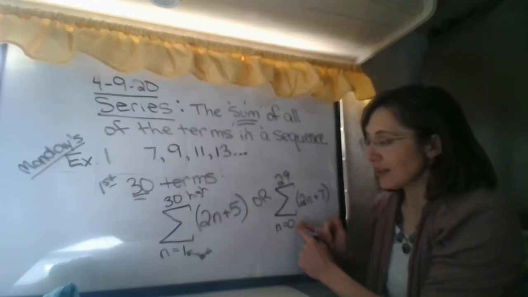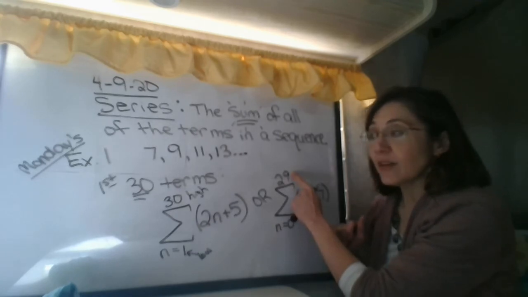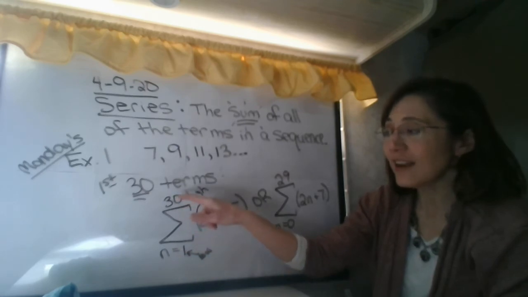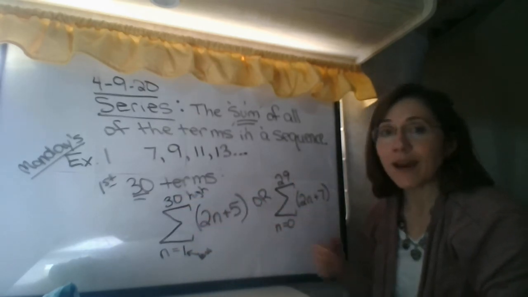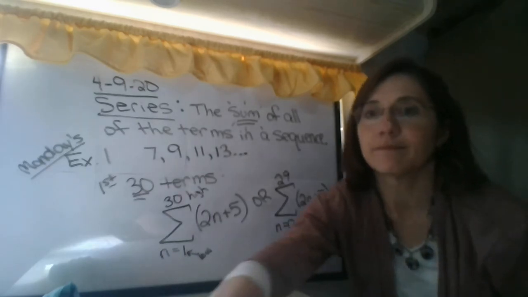So I could start by plugging a 0 in for my n, but then I would have to stop at 29 to get all of my terms in. I could go from 1 to 30, or I could go from 0 to 29. You'll get the same answer both ways. When we do the calculation on Desmos, I'll show you that both of them work.